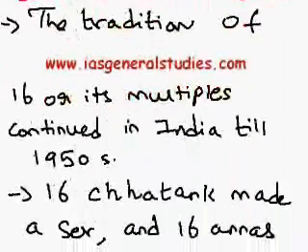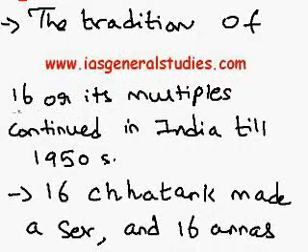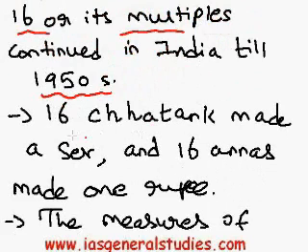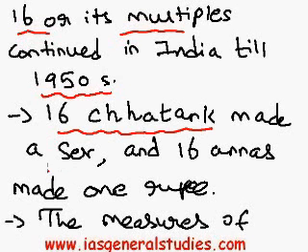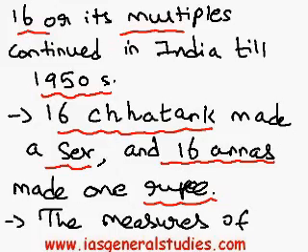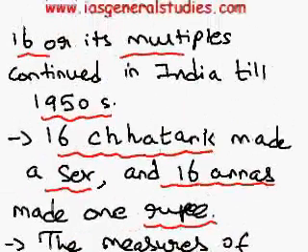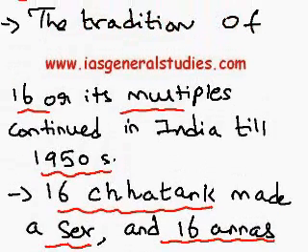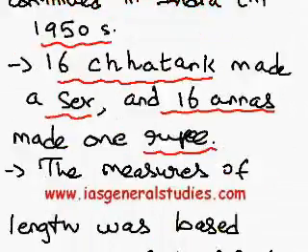Then the tradition of 16 or its multiples continued in India till the 1950s also. 16 Chatank made a ser and 16 Annas made 1 rupee. So this tradition of multiples of 16 was continued in India till the 1950s.